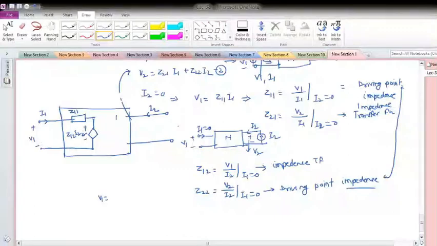Similarly, what can be visualized for the second equation? This is my Z22, and again there will be one more voltage source, whose value will be Z21 into I1. So this is again a current controlled voltage source. This way also we can visualize things.